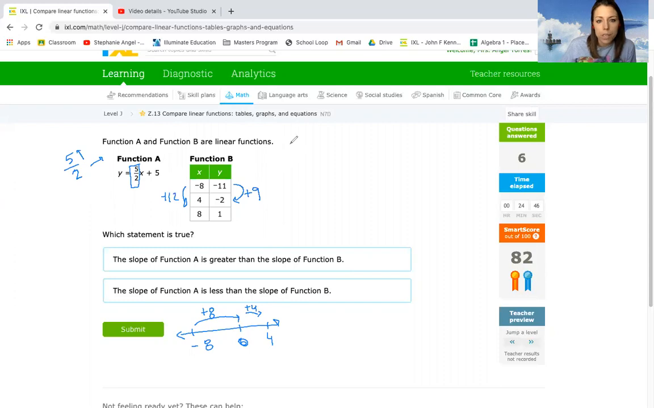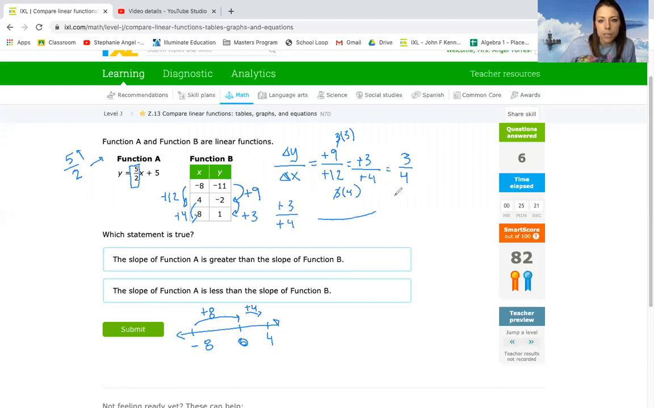So for function B, my change in y over my change in x is +9 over +12. I think that can be simplified by 3. So 9 is 3 times 3. 12 is 3 times 4. These 3's are eliminated, and you have +3 over +4, or just 3/4. Okay, let's double check that here. -2 to -1 is a change of +3. 4 to 8 is a change of +4, which is +3 over +4, which is still 3/4. So the slope of B is 3/4. The slope of A is 5 halves.